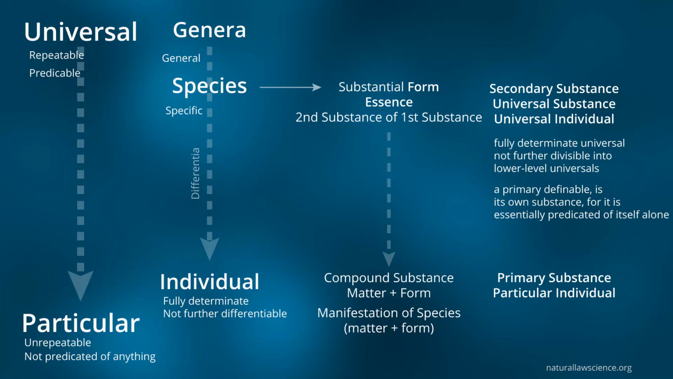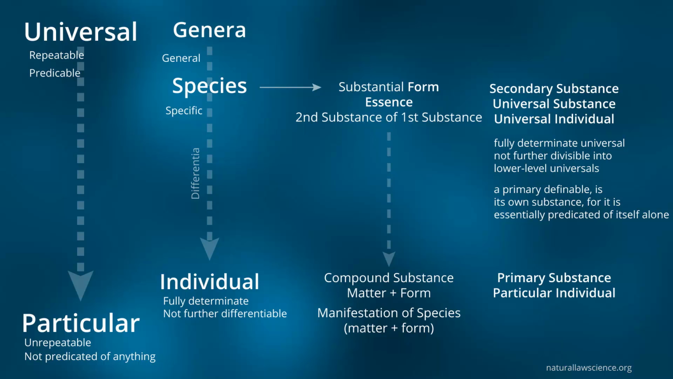So the individual universal is not an individual particular, because when you have a fully determinate, not further differentiable universal, it's still predicable, and it can be repeated amongst many, many, many nth number of particulars. 1, 2, 3, 4 up to n infinity particulars can have that individual universal essence in it, which is repeatable, and it is predicable. Predicable for that particular substance only.